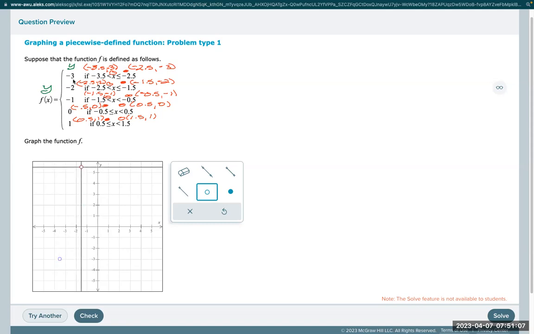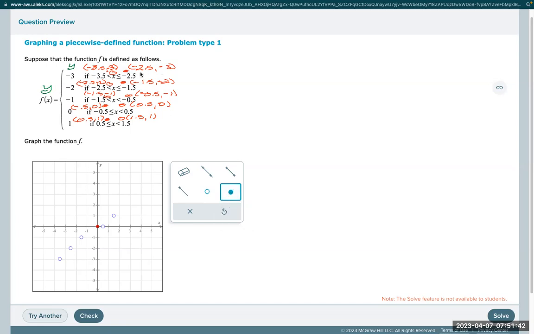My next open circle is negative 2.5, negative 2. My next open circle is negative 1.5, negative 1. Okay, and the next open circle over here is 0.5, 0, and it's a positive. And then my last open circle is 1.5 and 1. Now I'm going to graph all of my closed circles.